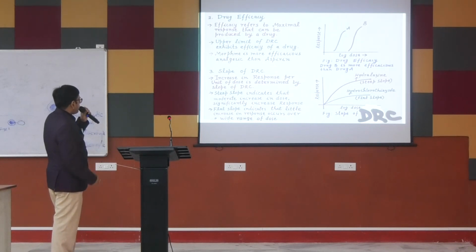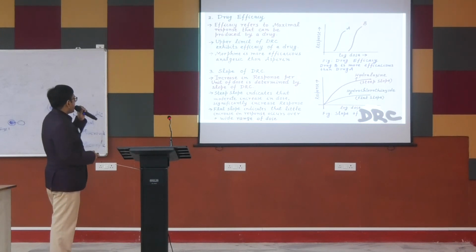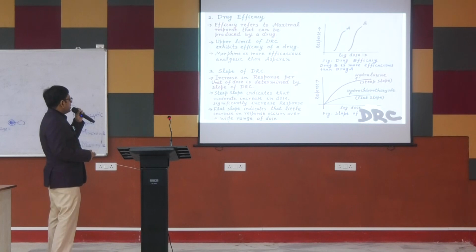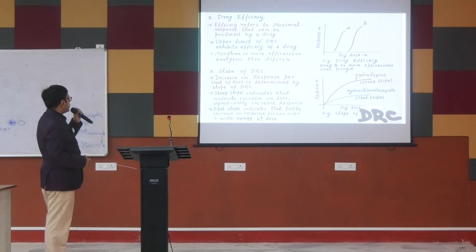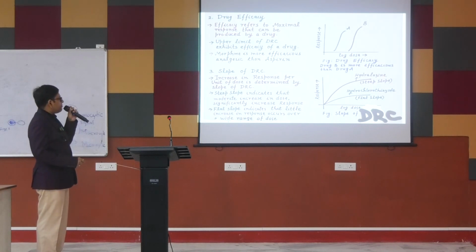Next, from a dose response curve, we can see potency, we can see drug efficacy. Similarly, we can also see the slope of the curve. You see, here are two dose response curves. One curve is steep and the other curve is flat.